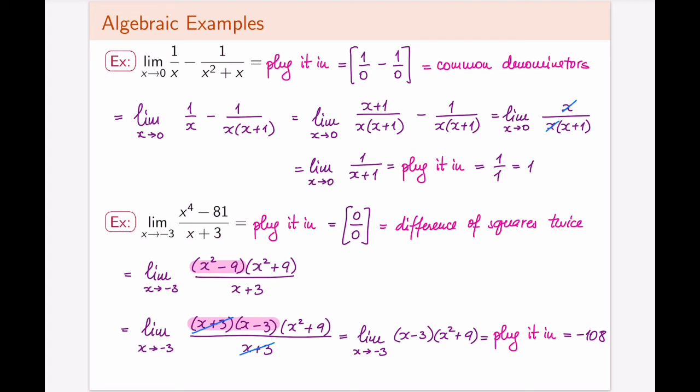For every different type of algebraic limit, you might have to apply a different technique. So make sure that your algebraic toolbox is varied in the types of algebraic manipulations that you can perform.